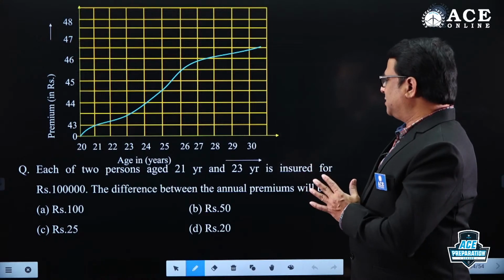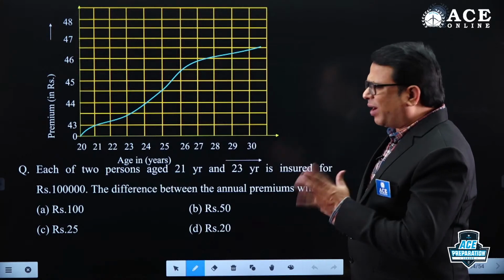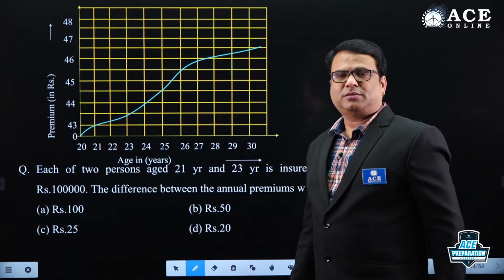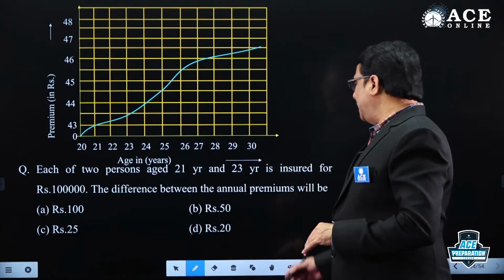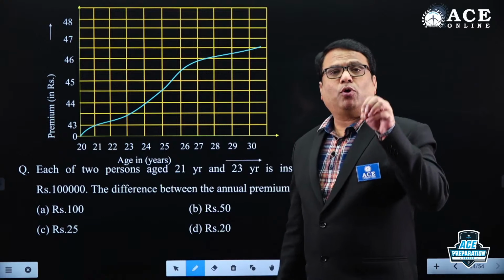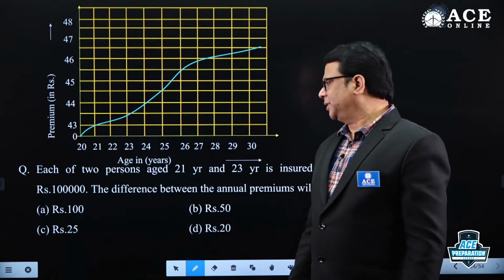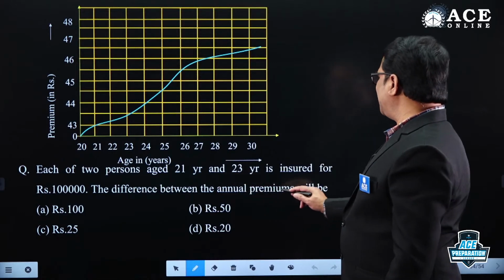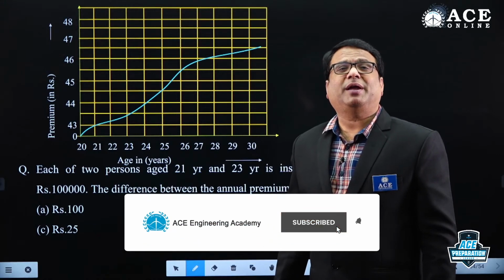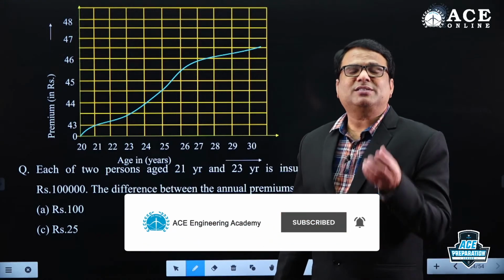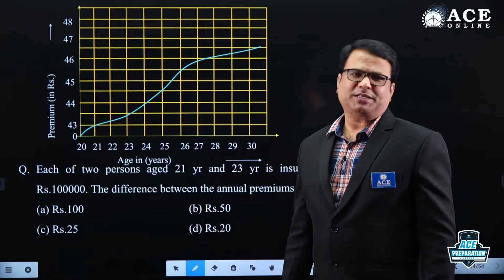each of the two persons aged 21 years and 23 years is insured for rupees 1 lakh. So there are two persons. One person's age is 21 years. Another person's age is 23 years. And both are insured for 1 lakh rupees. Then what is the difference between the annual premiums? What is the difference in the premiums paid by these two persons? Okay, that is the question.